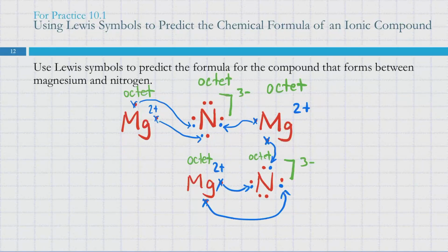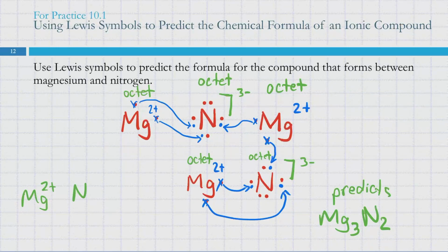So this predicts that we will have Mg3N2. The way that I would have predicted it, we know what charge they're going to form as ions, and if we wanted to, we can crisscross it. Mg3N2. It's a little faster, but Lewis theory also shows us the same result. Questions so far? Great. We will pick up here in a bit.